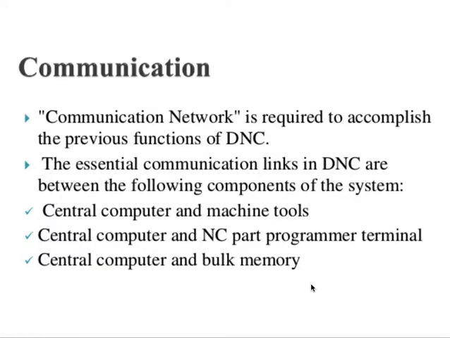If you see the communication, the important communication links in a DNC system are required to accomplish the previous functions of DNC. The essential communication links in DNC are between the following components of the system: the central computer and machine tools, the central computer and the NC part programmer terminal, and the last one, the central computer and bulk memory, as we saw.